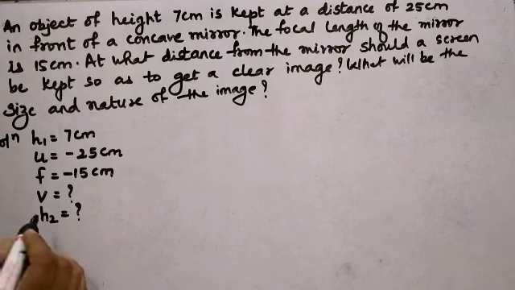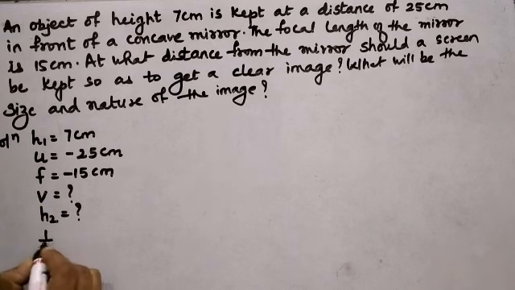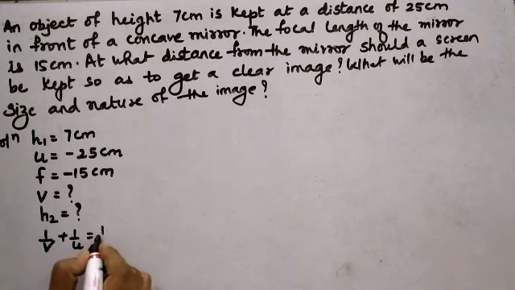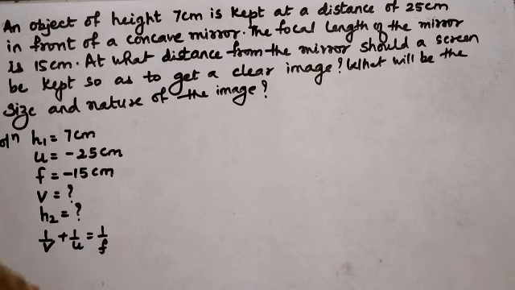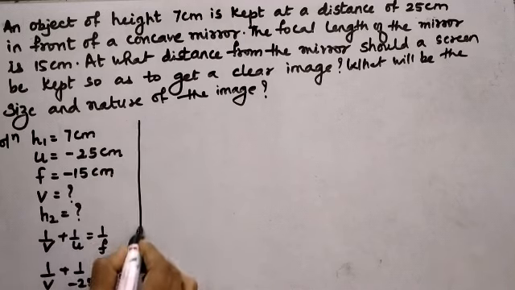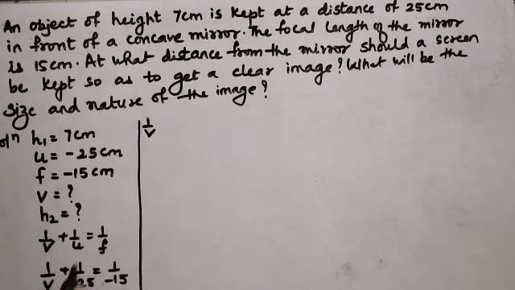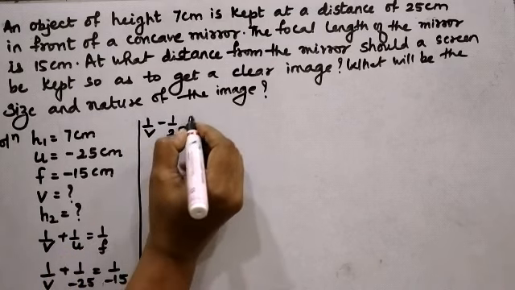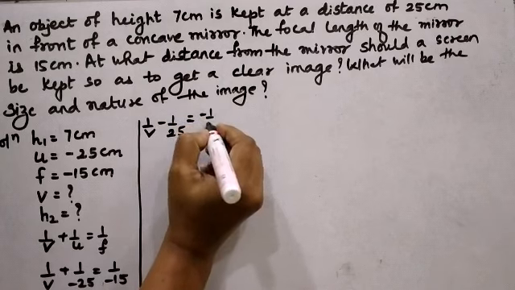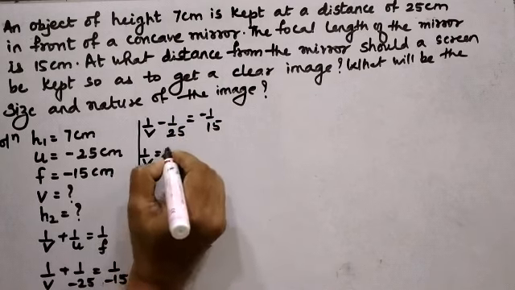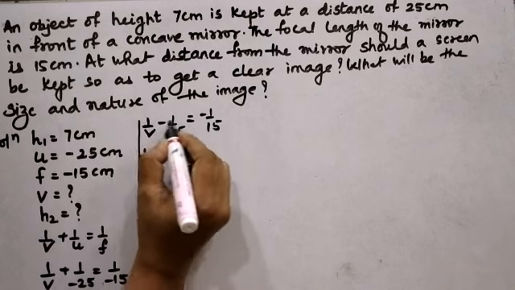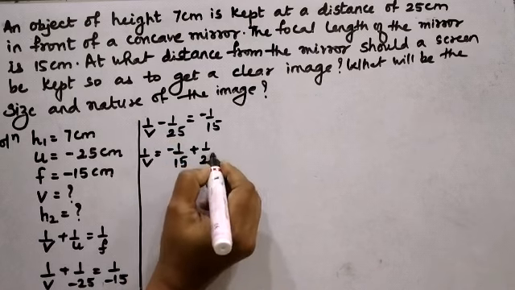So we begin with the mirror formula, that is 1 upon v plus 1 upon u is equal to 1 upon f. So 1 upon v is not known to me, plus 1 upon u is minus 25, is equal to 1 upon f is minus 15 centimeters. So 1 upon v plus into minus will be minus 1 upon 25 is equal to minus 1 upon 15. So 1 upon v is equal to minus 1 upon 15. I'll shift minus 1 by 25 to right hand side. It will become plus 1 upon 25.